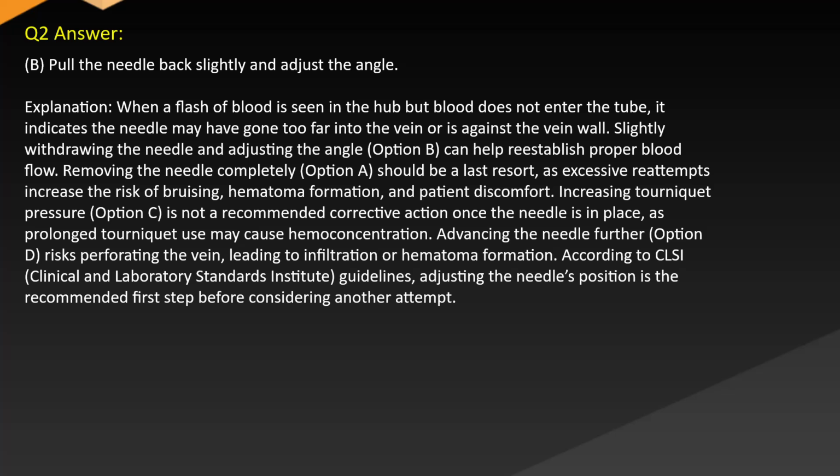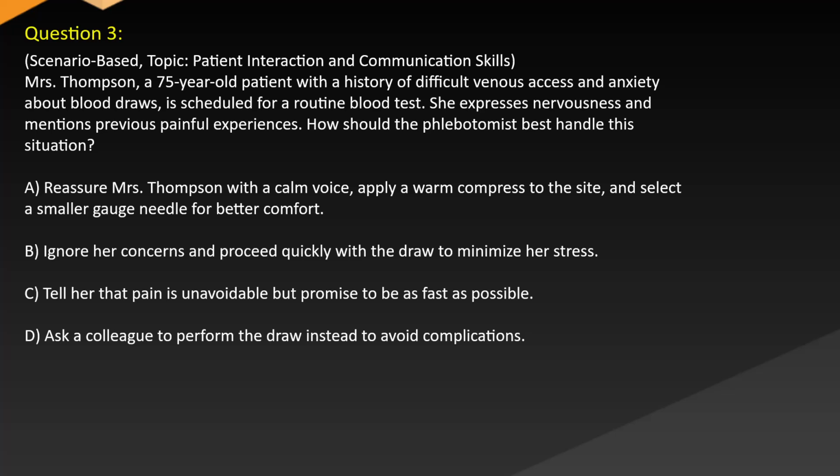Removing the needle completely, option A, should be a last resort as excessive reattempts increase the risk of hematoma formation and patient discomfort. Increasing tourniquet pressure, option C, is not a recommended corrective action once the needle is in place, as prolonged tourniquet use may cause hemoconcentration. Advancing the needle further, option D, risks perforating the vein, leading to infiltration or hematoma formation. According to CLSI (Clinical and Laboratory Standards Institute) guidelines, adjusting the needle's position is the recommended first step before considering another attempt.